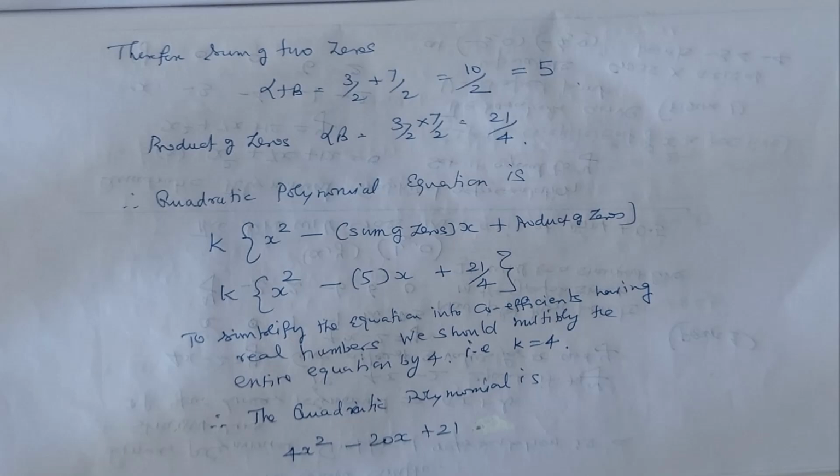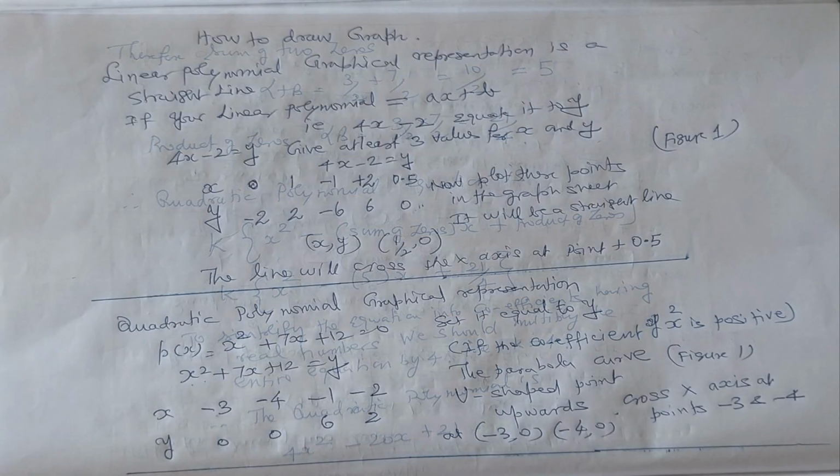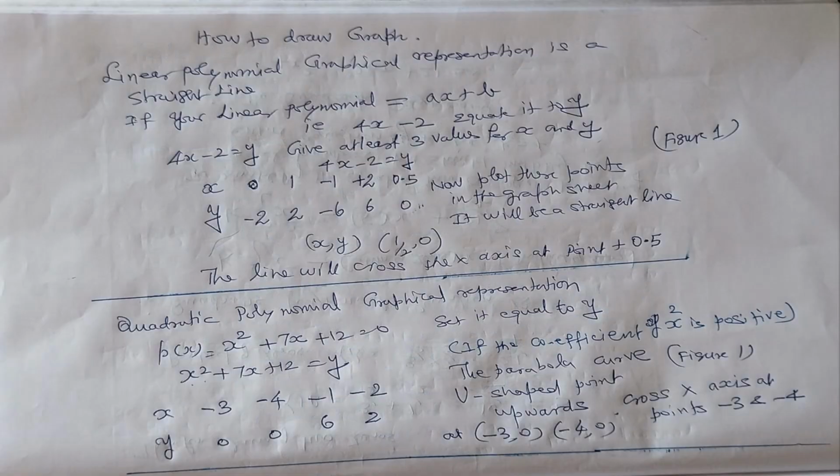How will you draw a graph for polynomial equations? If you have the linear polynomial 4x minus 2, equate it to y. That is, 4x minus 2 is equal to y. Give the value of 0 to x. Here y becomes minus 2. If x is 1, y is 2, and if you give x as minus 1, y becomes minus 6. If x is 2, then y becomes 6. If x is 0.5, then y becomes 0.